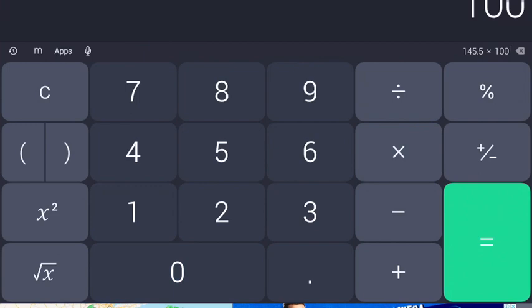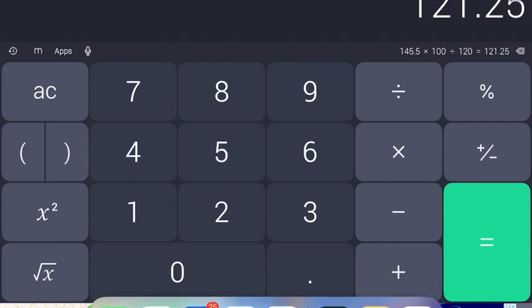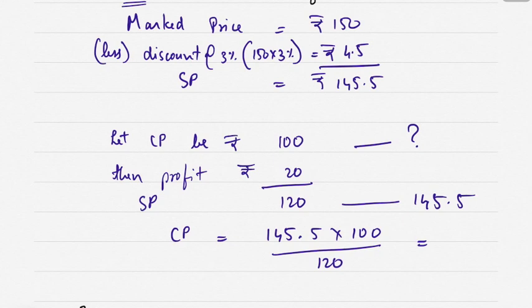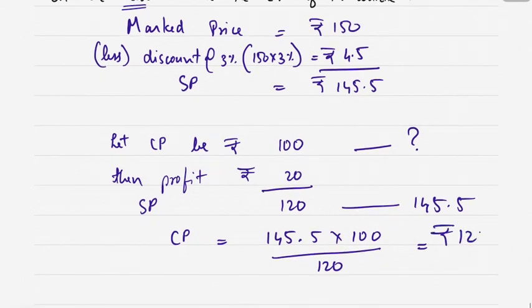So 145.5 into 100 divided by 120 comes to 121.25 rupees. Okay.